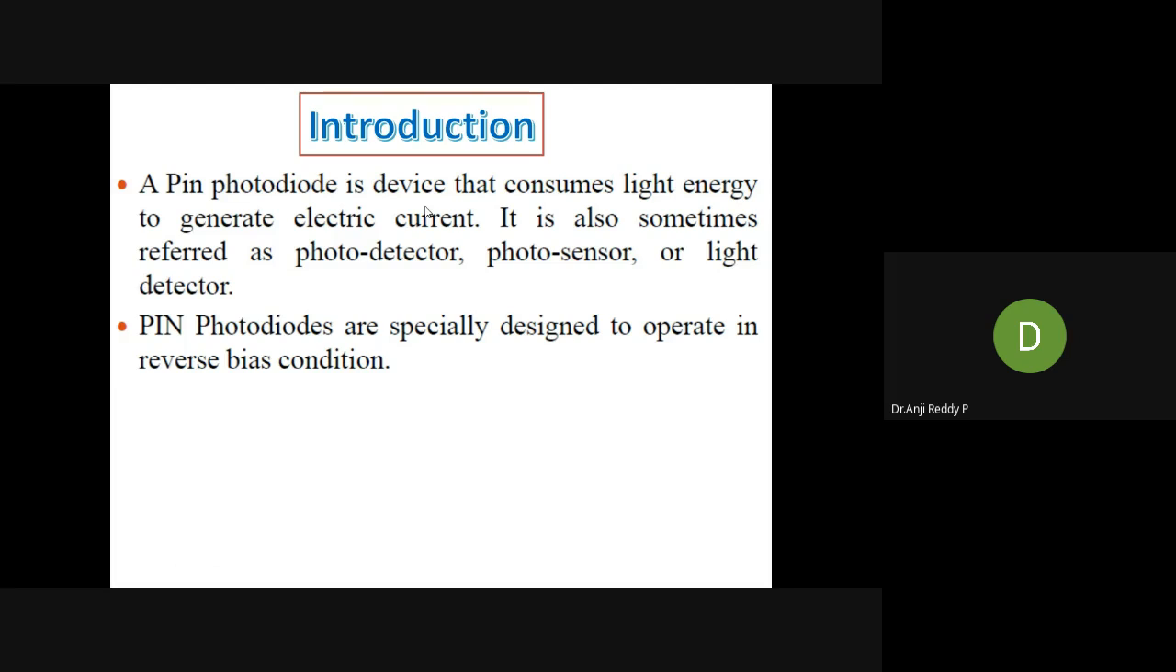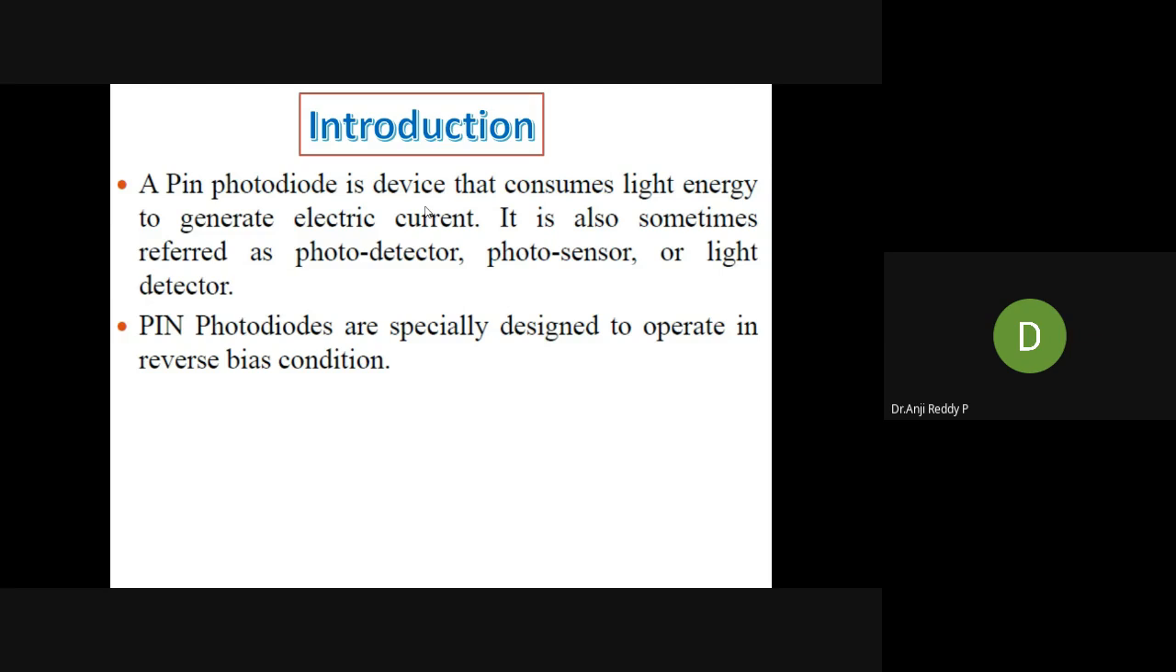What are the other names of this pin photodiode? Based on the concept, based on the application, we can call it photodetector or photo sensor or light sensor, light detector. Then in which bias do we have to connect it?